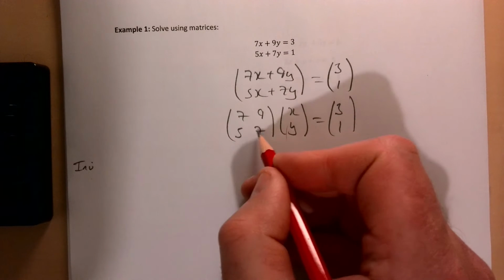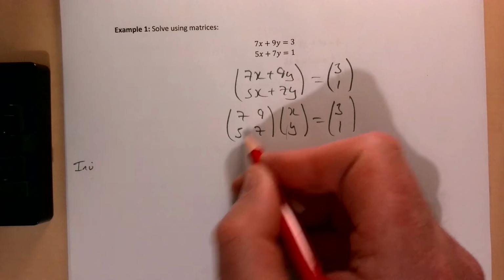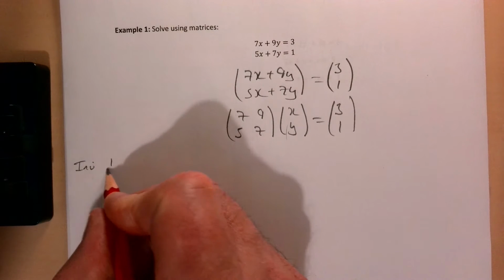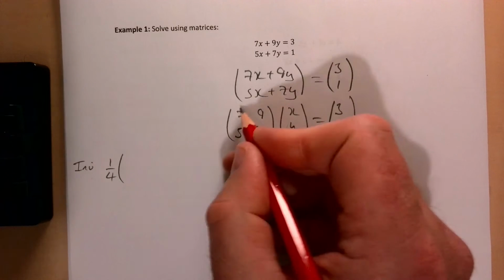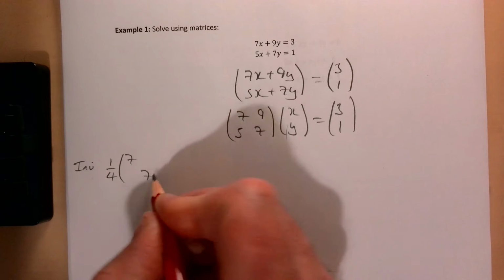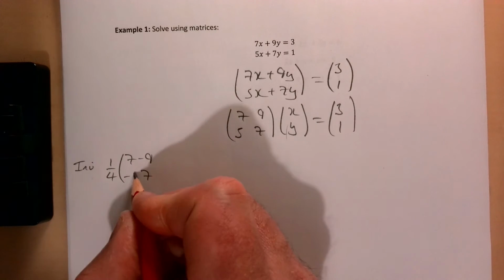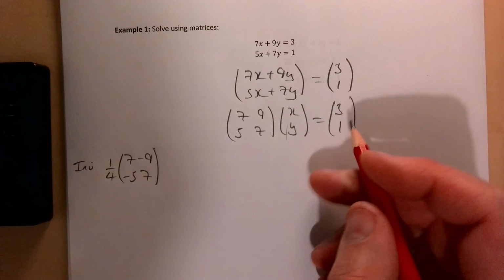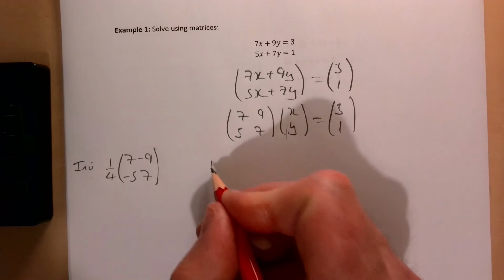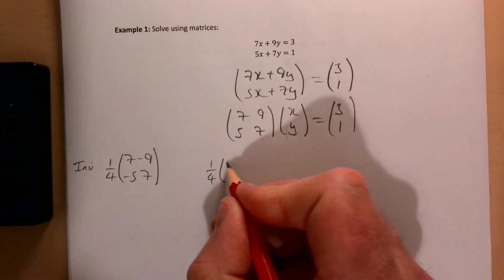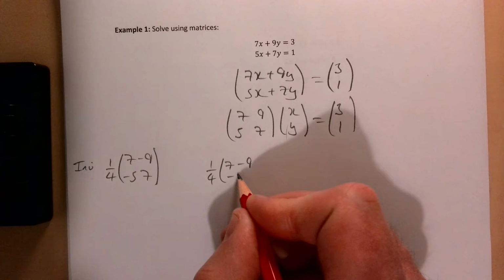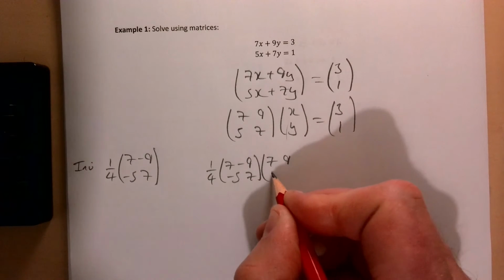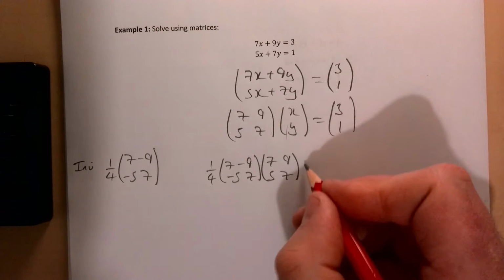49 take away 45, so that's 4. So my determinant then is 4, so it's a quarter. Change these two around, that's easy, and change the signs of these ones, minus 9 and minus 5. So I'm now going to multiply both sides of this by the inverse. So it's going to be a quarter of 7, minus 9, minus 5, 7, multiplied by 7, 9, 5, 7.